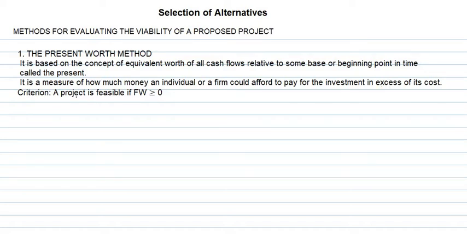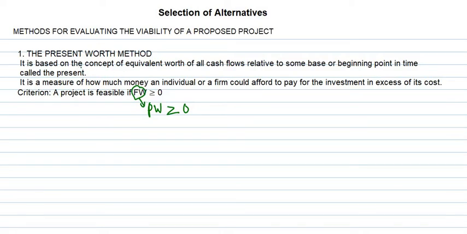Our criteria is that a project is feasible if the present worth is greater than or equal to zero. So let me check this one. This is present worth, which is greater than or equal to zero. So this is our criteria for the present worth method in the selection of alternatives.